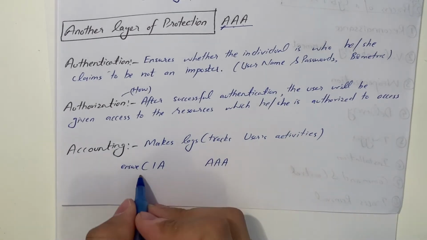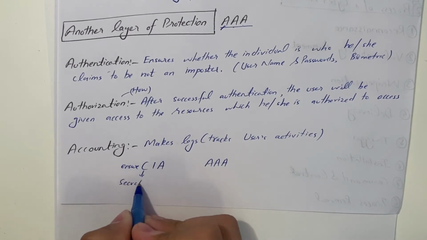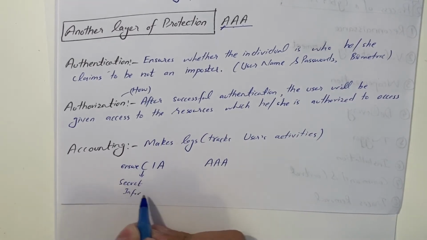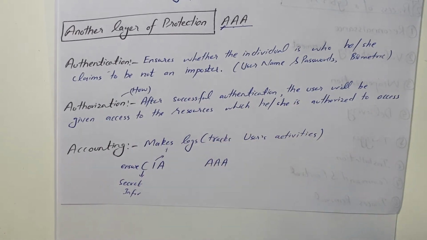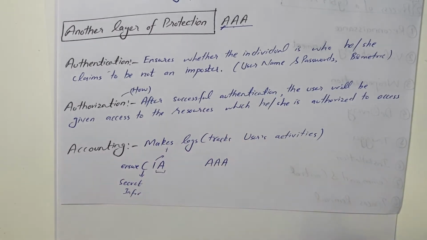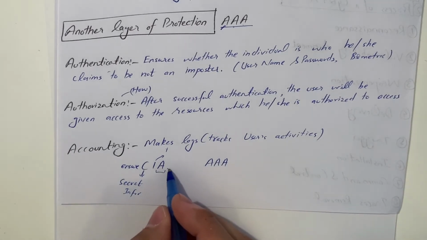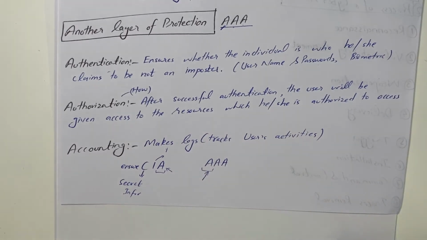For example, if the secret information of a company gets compromised, that is an attack on confidentiality. If somebody modifies the data without being noticed, that's an attack on integrity. If somebody, for example, launches a DOS attack to make the system unavailable for legitimate people, that is an attack on availability. If somebody cracks your password, that is an attack on authentication.